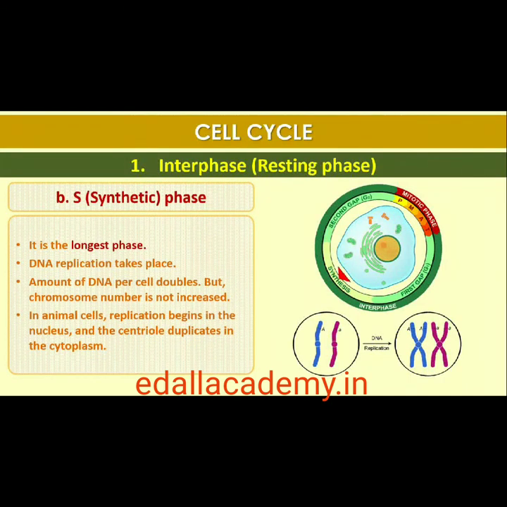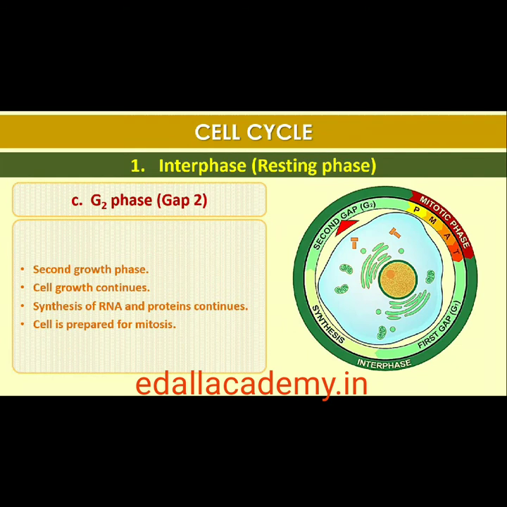If the initial amount of DNA is denoted as 2C, then it increases to 4C. However, there is no increase in the chromosome number. If the cell had diploid or 2n number of chromosomes at G1, even after S phase the number of chromosomes remains the same, that is, 2n. In animal cells, during the S phase, DNA replication begins in the nucleus, and the centriole duplicates in the cytoplasm. During the G2 phase, proteins are synthesized in preparation for mitosis while cell growth continues.